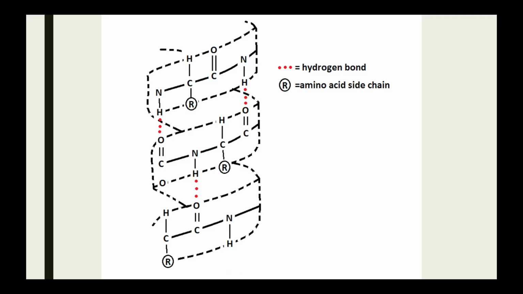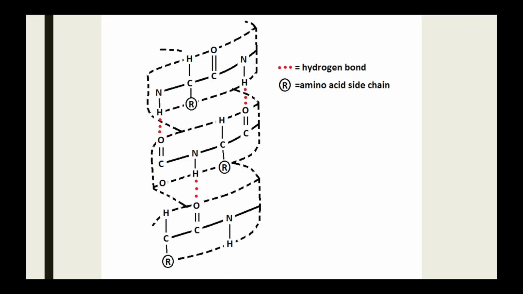When the long polypeptide chain is formed, it tries to make some intra or interchain bonding and become a compact structure. In those compact structures, the next level after the primary structure is the secondary structure. Let's begin with the structure of the alpha helix, the most common type of secondary structure of the protein.